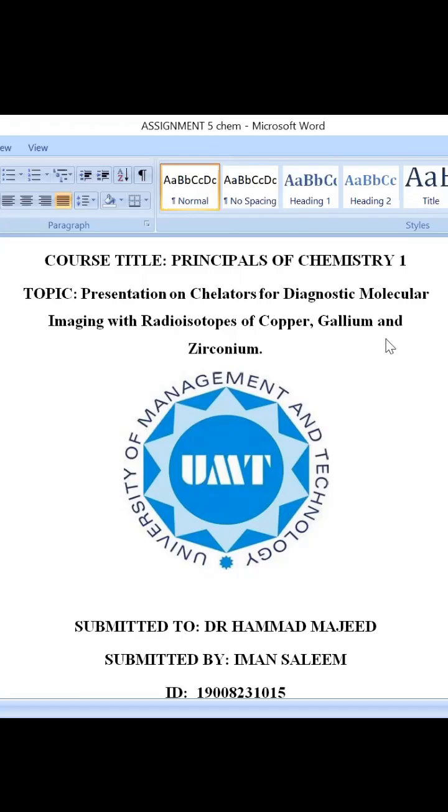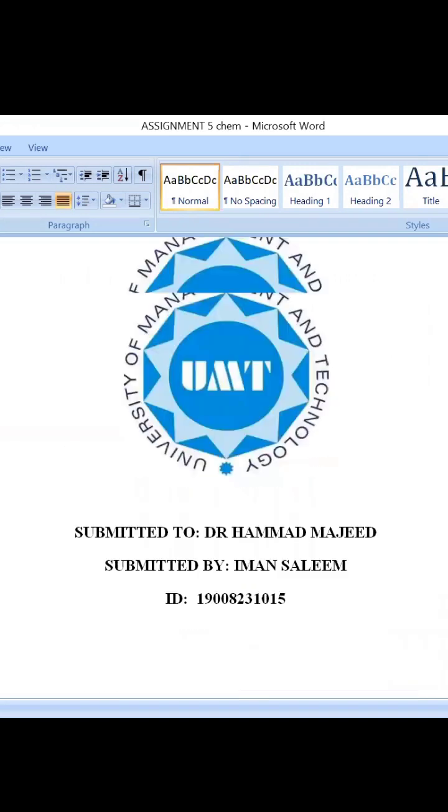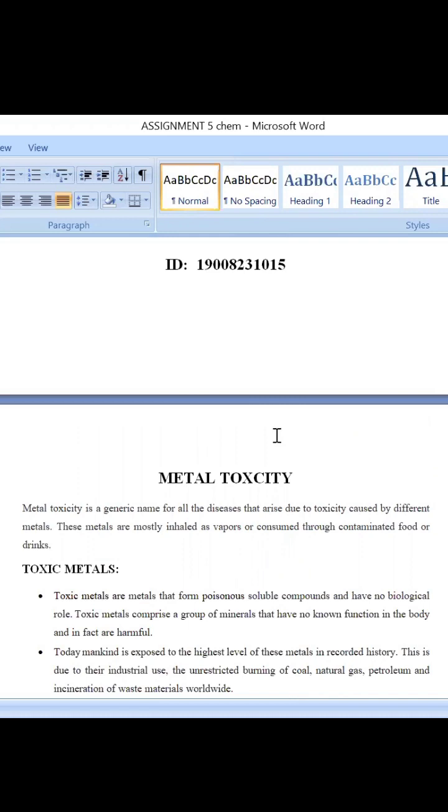The topic is chelator for diagnostic molecular imaging with radioisotopes of copper, gallium, and zirconium. First of all, I will give you some introduction about metal toxicity.